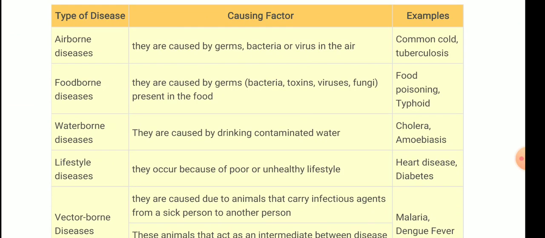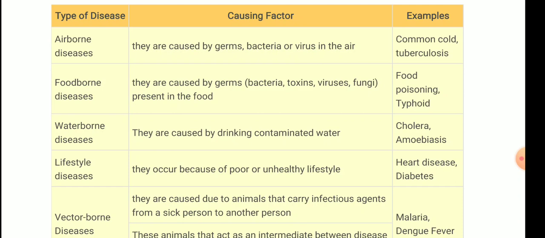First type of disease is airborne disease. What is airborne disease? They are caused by germs, bacteria or viruses in the air. For example, common cold, tuberculosis. We all know how the common cold virus, rhinovirus, spreads in the environment, with the help of the air. If you inhale that and it reaches your nasal pathway, then it leads to the cold. So airborne disease is due to the presence of certain microorganisms in the air. Airborne means due to air, the diseases which are caused due to air. Examples are common cold, tuberculosis.